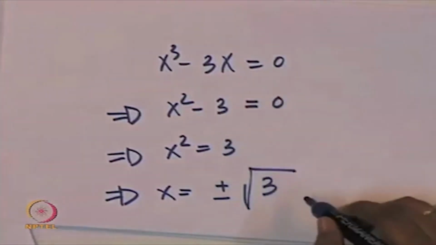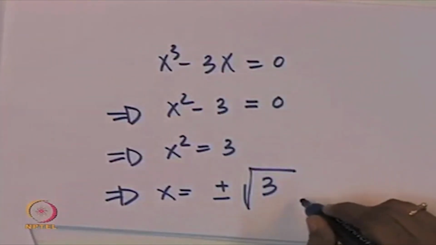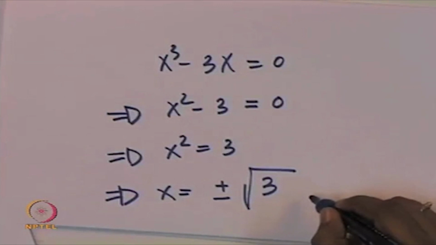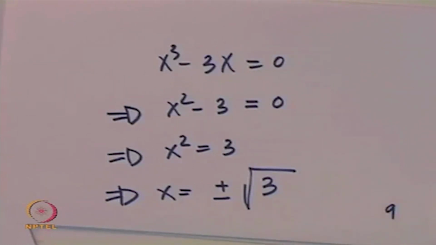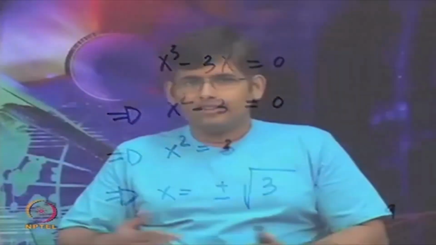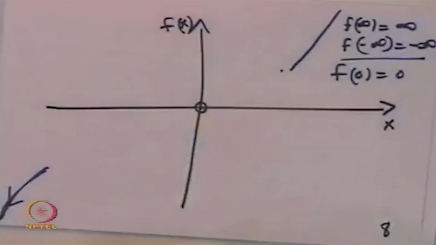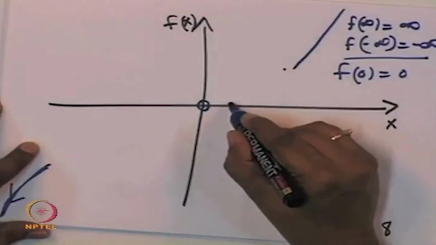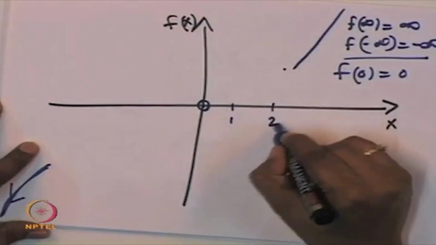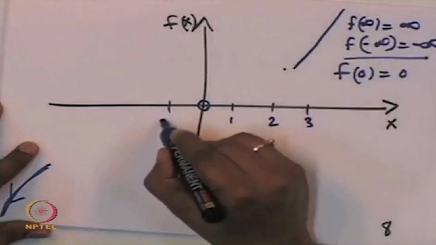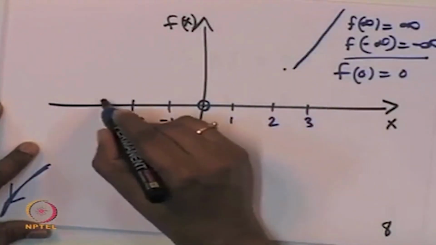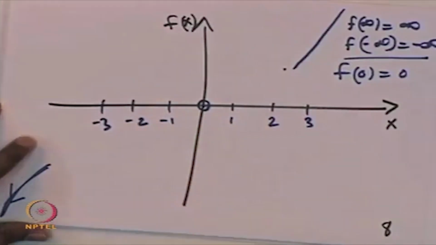So, square root of 3 is what? Square root of 4 is 2. So, square root of 3 is just below 2, like 1.7 something. So, when x is just below 2, you will have this function f of x reaching 0. So, let us look at this plot. Here you have x equal to 0, here x equal to 1, here x equal to 2, here x equal to 3, and so on and so forth, and here x equal to minus 1, x equal to minus 2, x equal to minus 3, and so on.